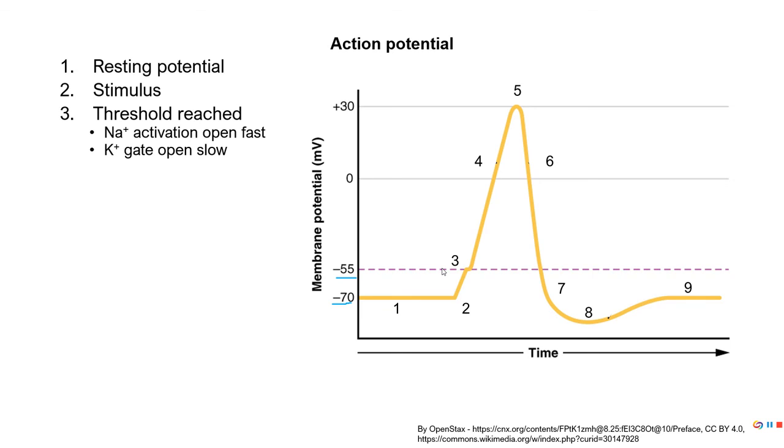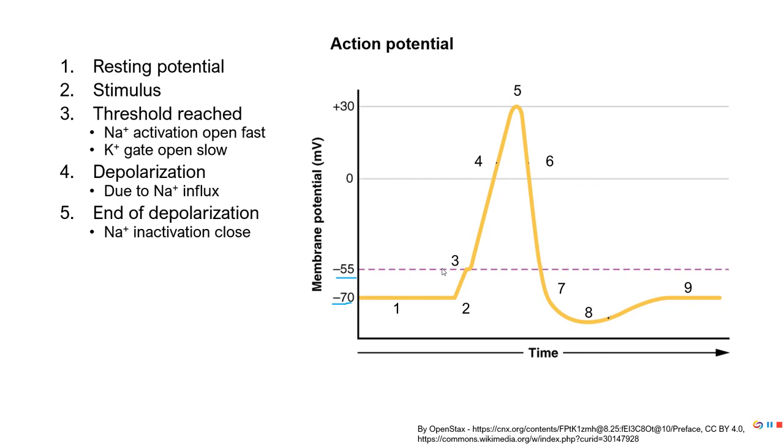Once we hit threshold, the sodium activation gates open quickly, the potassium gates open slowly, which means we have a lot more sodium going into the cell than potassium leaving, so this is depolarization, or becoming more positive. At about +30, the sodium inactivation gate closes, and it was already open at resting potential. And so we're inactivating depolarization, and so that sodium influx through those voltage-gated channels stops. Leak channels, remember, are constantly open, so sodium's still going in, but when we open these voltage-gated channels, a lot more sodium goes in.